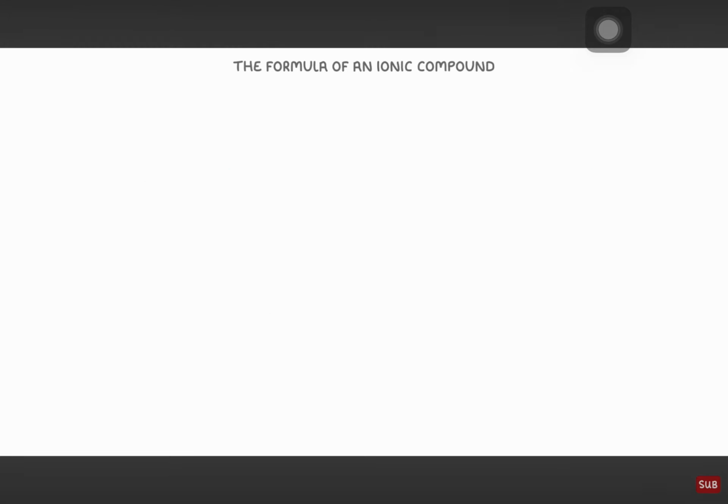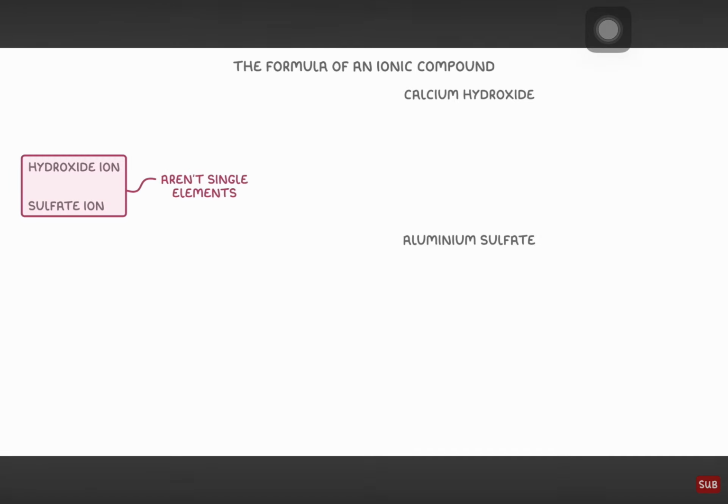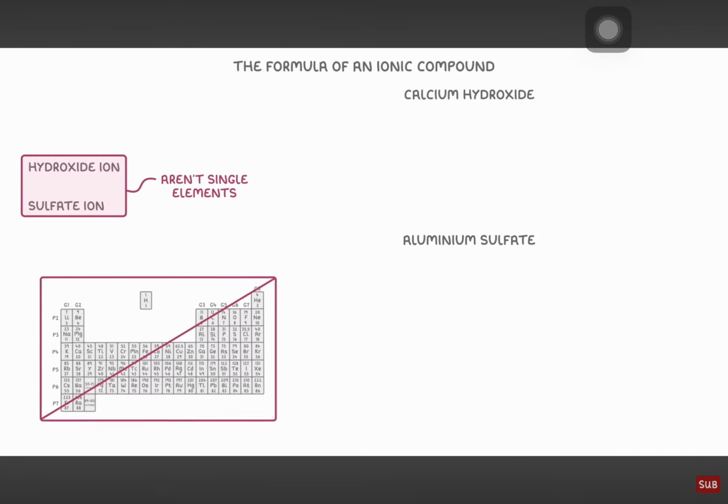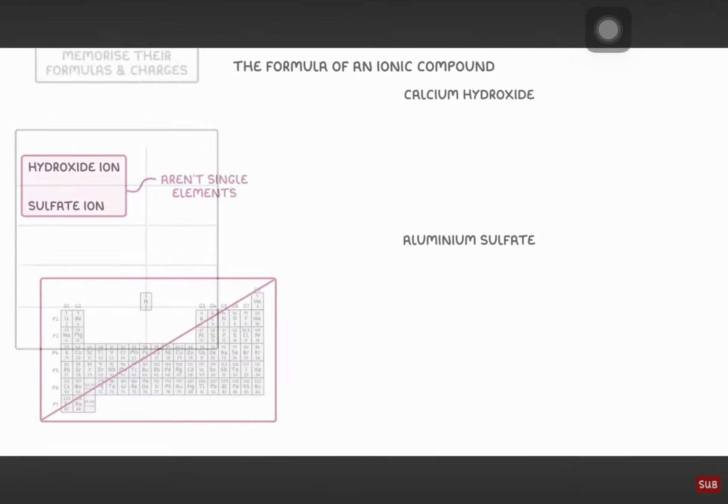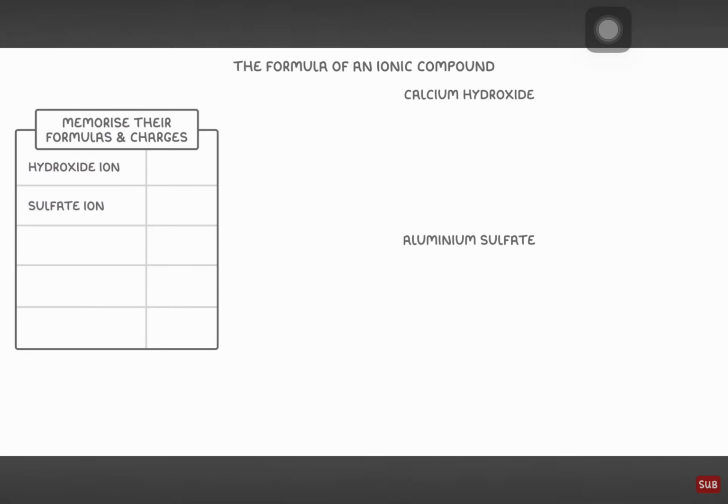We can also do this with more complicated compounds, like calcium hydroxide or aluminium sulfate. These ones are harder because the hydroxide ions and sulfate ions aren't single elements, so we can't look them up on the periodic table. Instead, you have to memorize their formulas and charges. Hydroxide ions are OH-, and a sulfate ion is SO4 2-. With this in mind, let's take another look at calcium hydroxide.